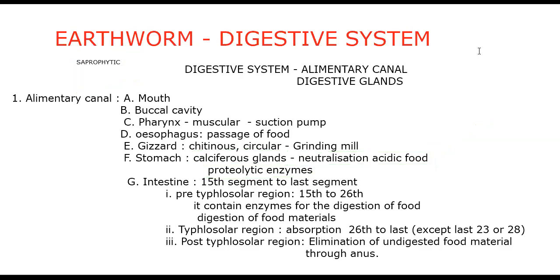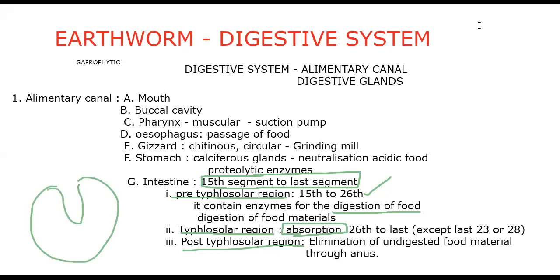Next, the intestine, which is there from the 15th segment to the last segment. The intestine comprises three portions: pre-typhlosolar region, typhlosolar region, and post-typhlosolar region, and they have their own functions. The pre-typhlosolar region is between the 15th and 26th segments, and it contains all the enzymes for the digestion of food material. The total foodstuff will be digested here only. In the typhlosolar region, absorption of the digested food material is possible. It is present from the 26th segment to the last.